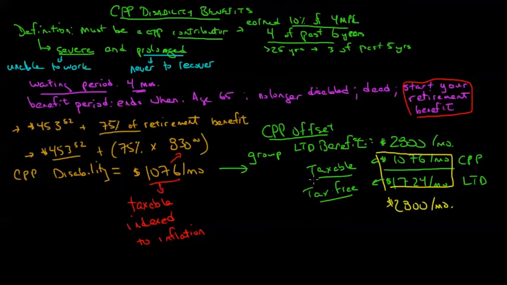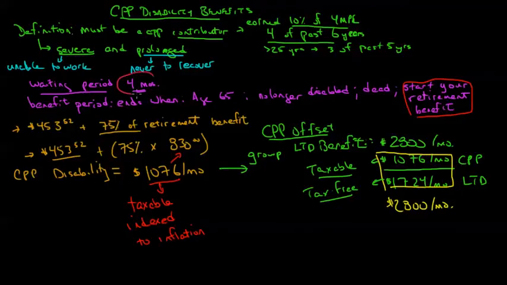It's not enough that you're going to pay a meaningful amount of tax, and you probably qualify for the disability tax credit, which means that you probably aren't paying any tax at all, even though it's taxable income. So those are your CPP disability benefits. There are some important things to note here.